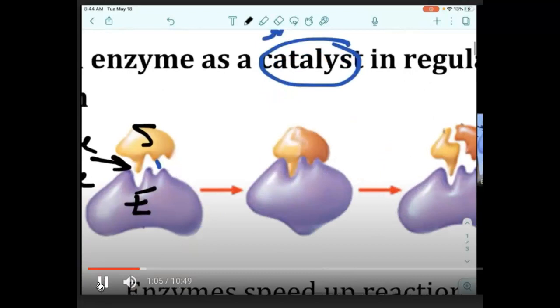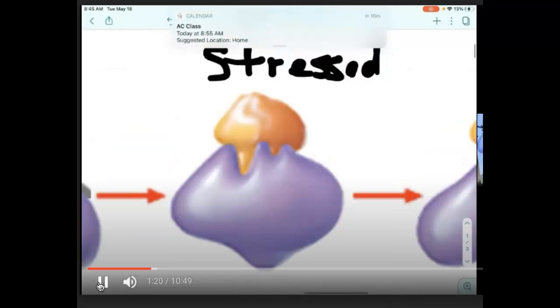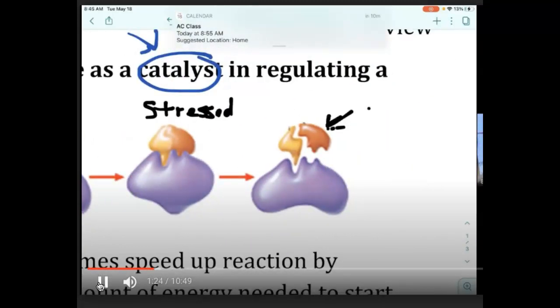The substrate is getting stressed, right? We know stress, right? When you're stressed, you feel like you're about to fall apart, right? Like your brain is going to fall on the ground. You're stressed, right? So because the enzyme is stressing it, then at the end, our substrate becomes different, and we call that a product.